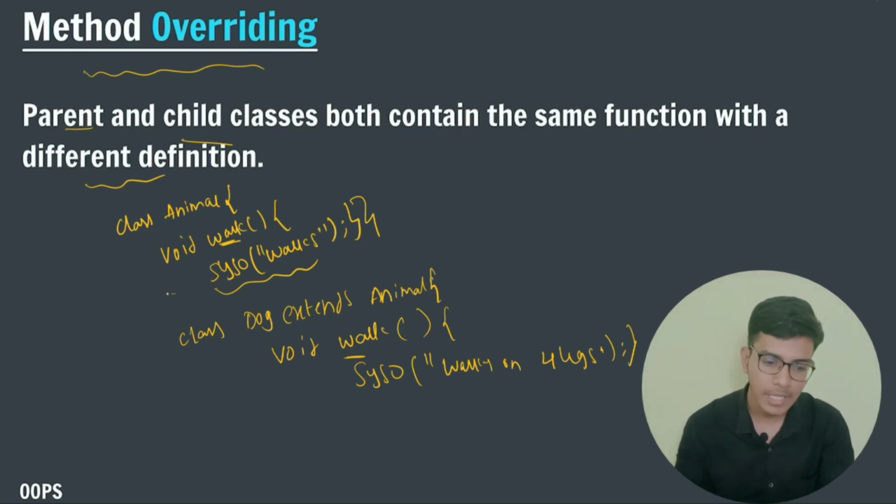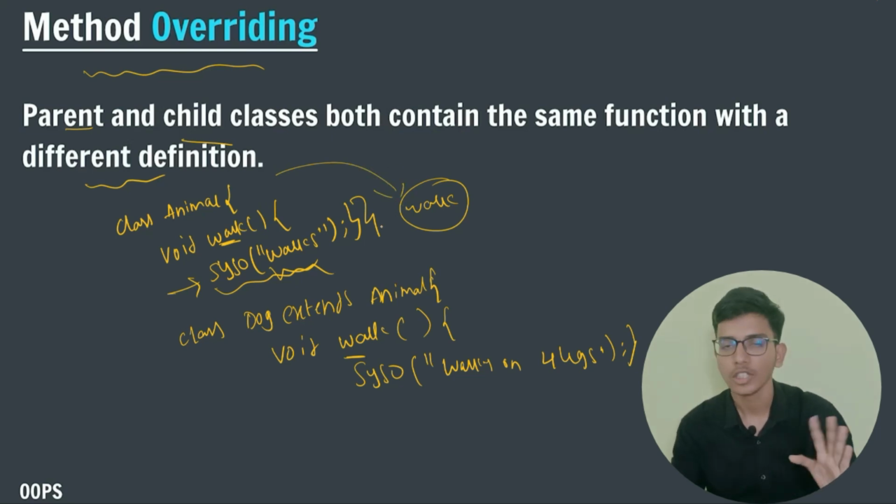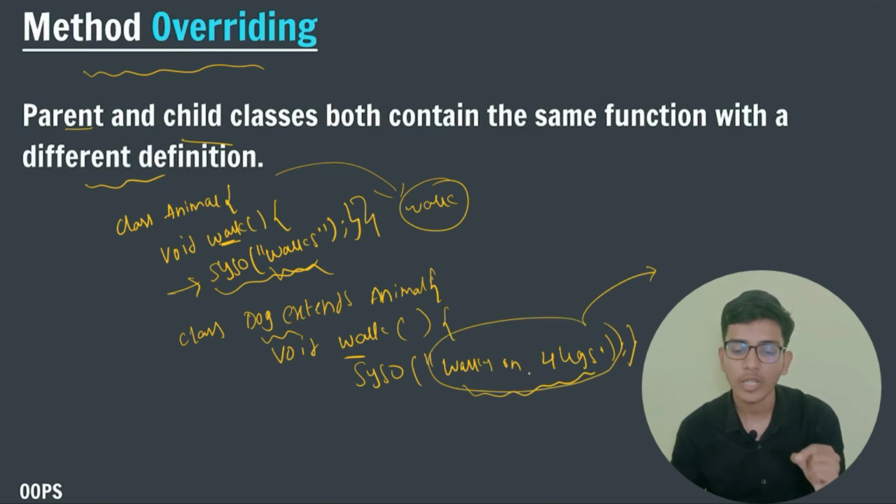You can see that in the parent class we have only printed walks. So the definition is walk. In my walk function, this will print walk as my output for the animal class. So if I create any object of my animal class, that will print walk. So if I create an object of dog, that is my child class, then it will print walks on four legs. So you can see that the output is changing.